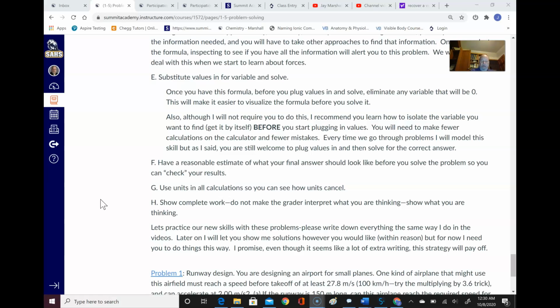So let's practice our new skills with these problems. We've got 3 new problems here. Write these down. Write everything down the same way I do in the videos. Later on, I'll let you show me solutions however you would like, within reason. But for now, I need you to do things this way. And I promise you, even though it seems like a lot of extra writing, the strategy will pay off. Okay? So I need you to write these things down my way.